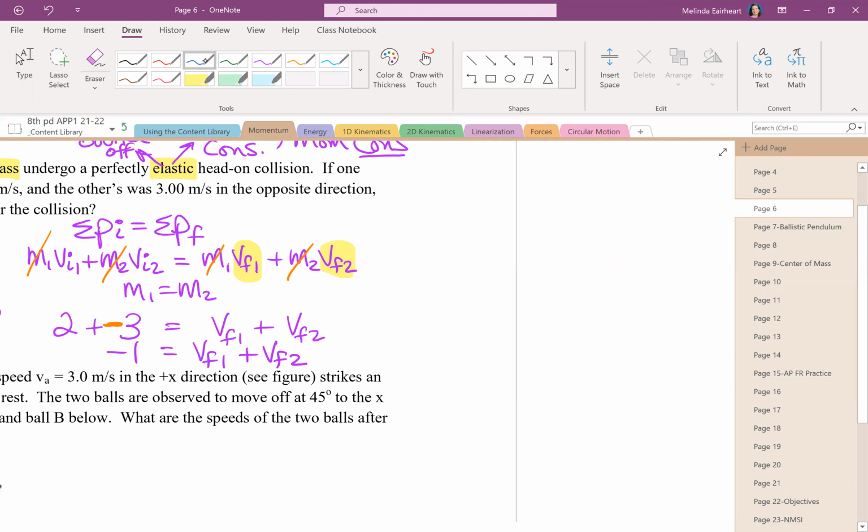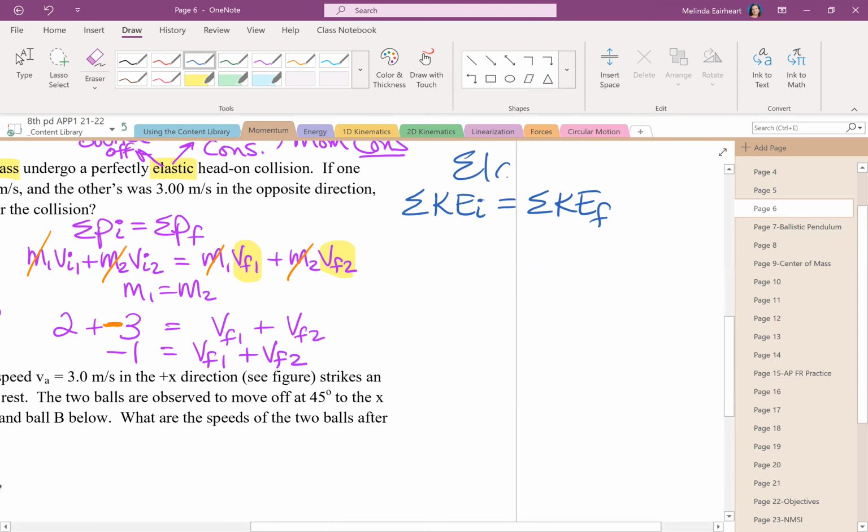Well, if it's elastic, kinetic energy. And so conservation of kinetic energy. Whenever we do a ballistic pendulum, you're going to see conservation of mechanical energy. That's a different situation than conservation of kinetic. This is only true because of that one word they said, elastic. Okay.